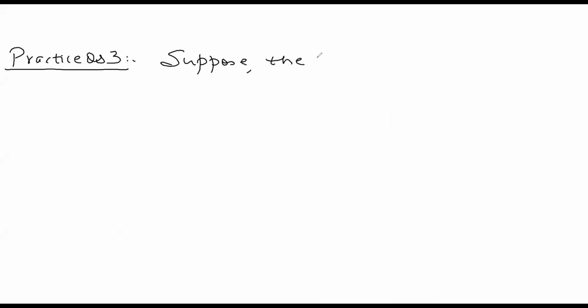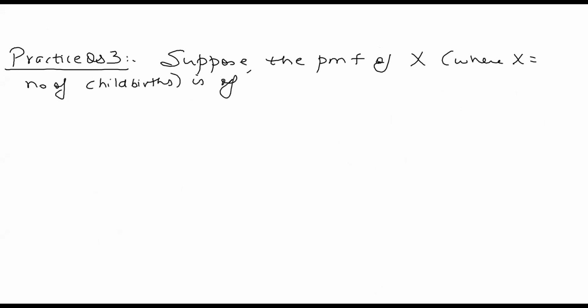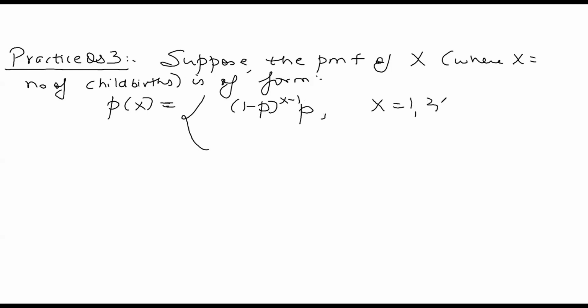Suppose the probability mass function of x, where x denotes the number of births, childbirths, is of the form p of x is equal to (1 minus p) to the power x minus 1 into p, if x takes the value 1, 2, 3 and so on, and 0 otherwise. The question asks you to find the cumulative distribution function of x.